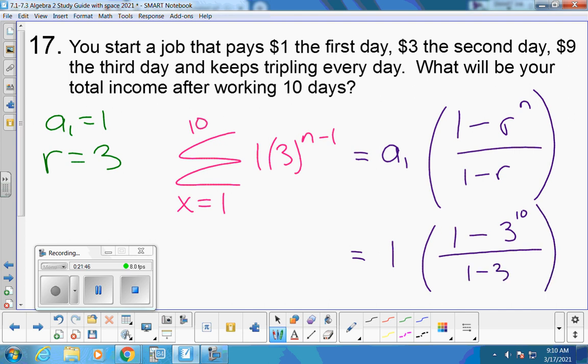So let me just type it in to triple check the answer I've gotten. 1 minus 3 to the 10th, divided by negative 2, times 1. $29,524. That'd be sweet to make that much money in 10 days.